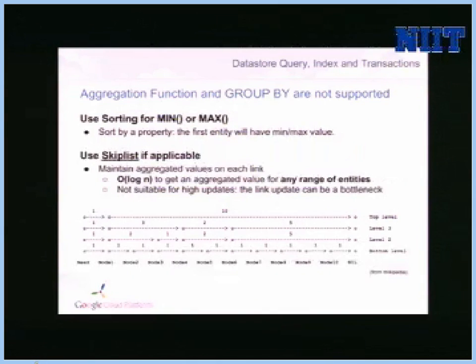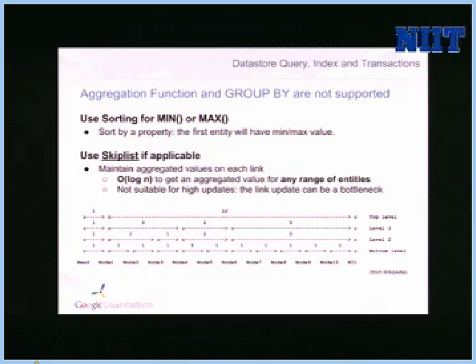Moving on to the aggregation function restrictions, you cannot use the minimum function or maximum function like you have in your relational database. You may want to have a single property and sort it ascending or descending so that you can find the first entity on the index to get the minimum value or maximum value. This technique in DataStore allows you to have an aggregated value, like a count or average, or a maximum, with the order of log n speed, by using a data structure called skip list. Skip list is very similar to a binary or B tree.